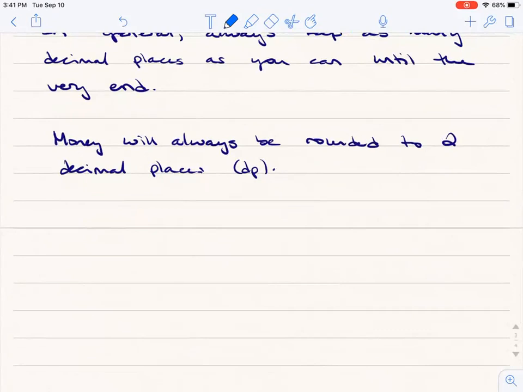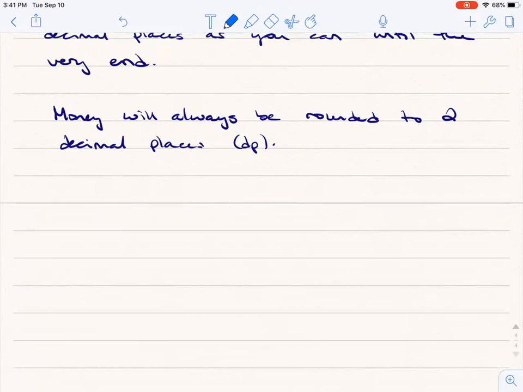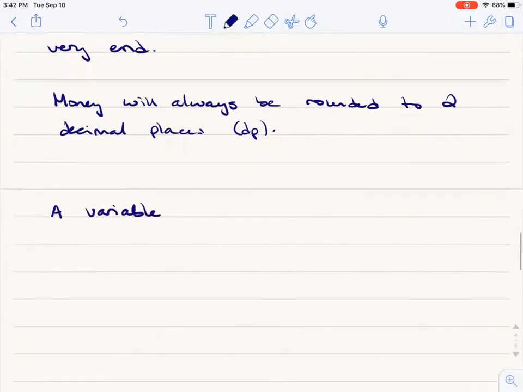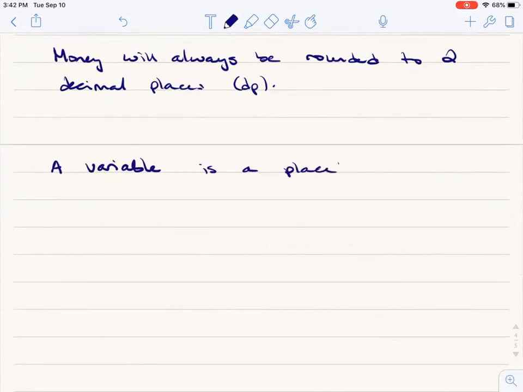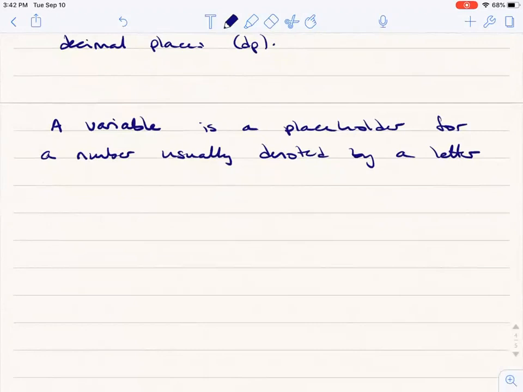A lot of the time, we'll have variables that we have to deal with. And so a variable is just a placeholder for a future number, right? A variable is a placeholder for a number, usually denoted by a letter. For example, we've got 7a. A is the variable, and 7 is the coefficient. Just some terminology.